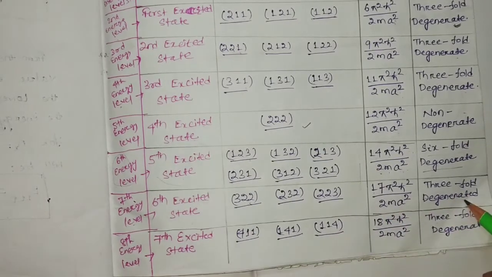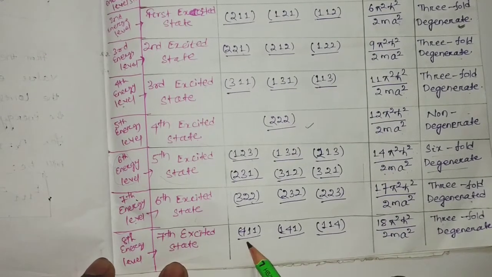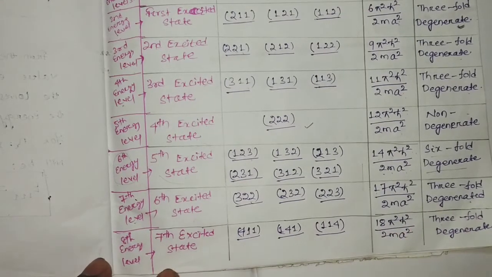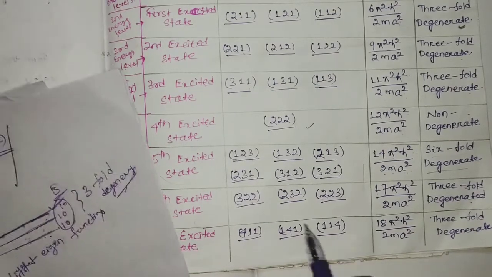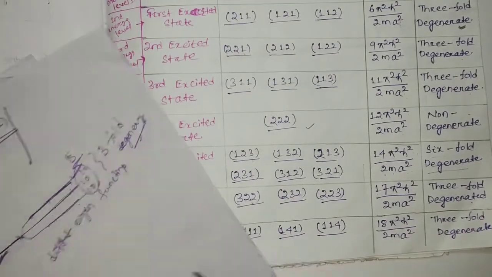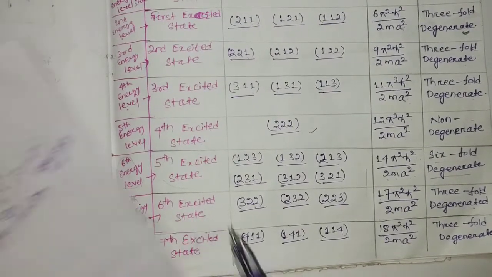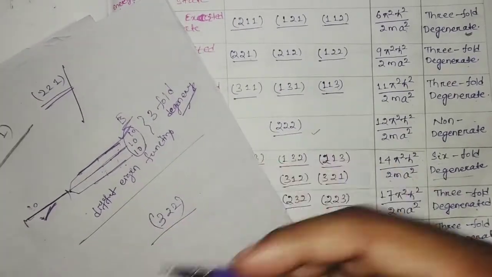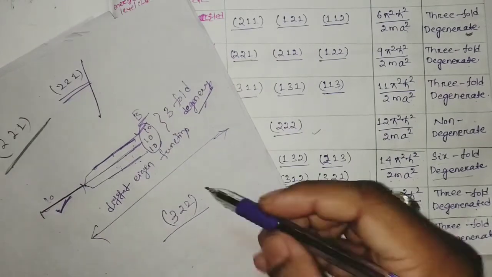Likewise for the eighth energy level or seventh excited state, that will be 4, 1, 1 or 1, 4, 1 or 1, 1, 4. That is 18 pi square h cross square by 2ma square. So here you can see that this energy level belongs to the seventh energy level or sixth excited state, that is 3, 2, 2. Suppose you consider that the next energy level will be 3, 3, 2.